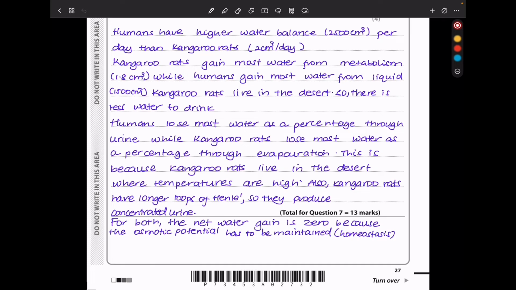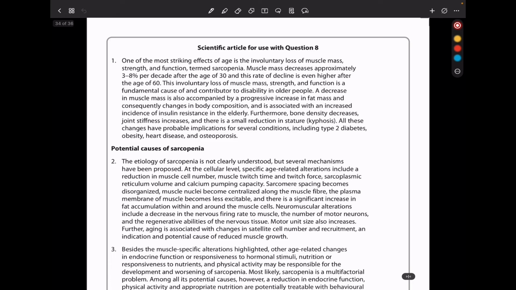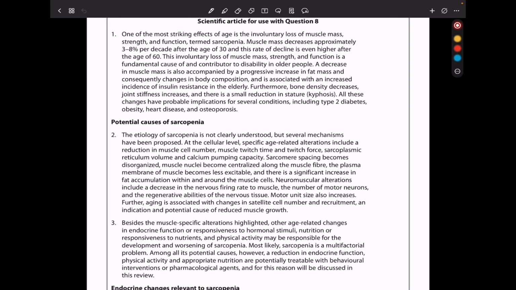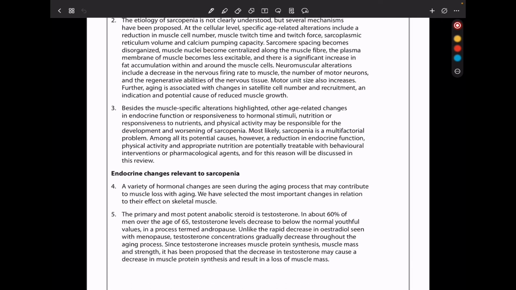So this brings us to the end of question 7. Let's continue to question 8. Now, question 8, we begin by looking at the scientific article. So I'm just going to be quiet as you guys observe this. And then I'll go back to the other question.